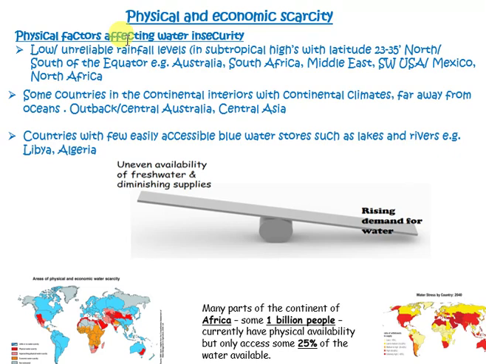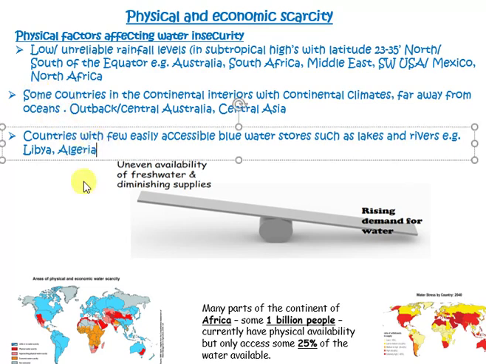Asia, for instance, Central Australia, as well as experiencing high pressure, they're also away from the oceans, so they're drier.